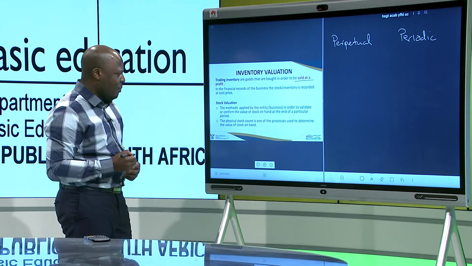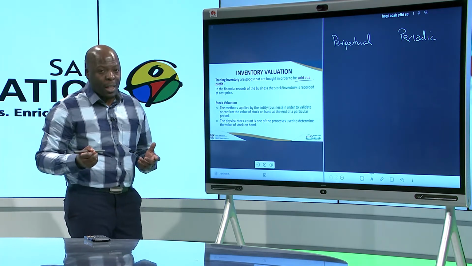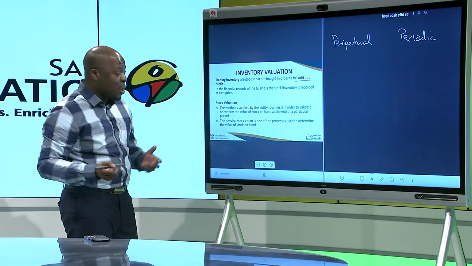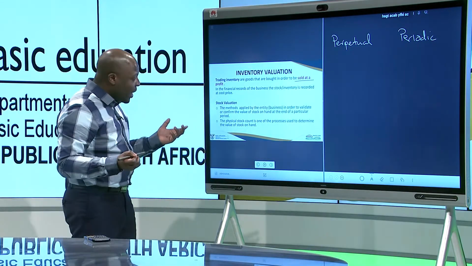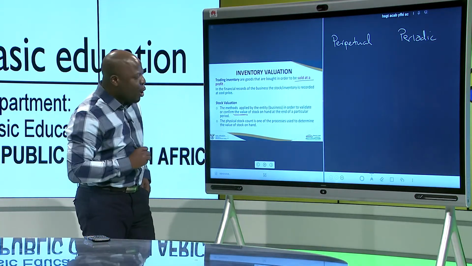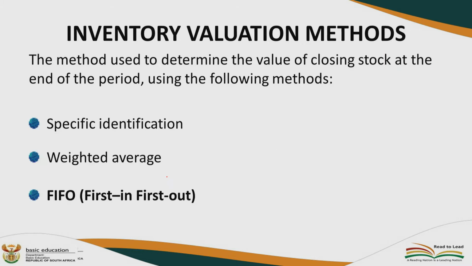Now, I want you to understand that when we buy stock, we need to give it value. Okay? So that brings in the idea of stock valuation. To define stock valuation, we say these are the methods that are applied by an entity, which is the business, in order to validate or confirm the value. Here's our main key point: the value of stock on hand at the end of a particular financial period. Okay? We can do this using physical stock taking. But when you use a particular inventory method, we're able to determine the value of closing stock at the end of the financial period.